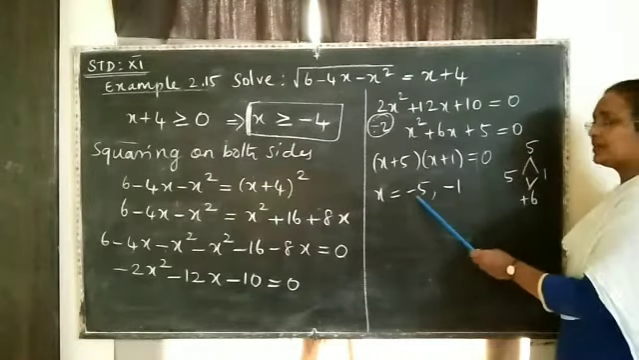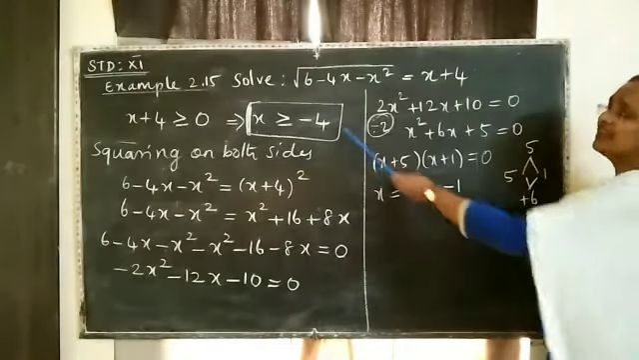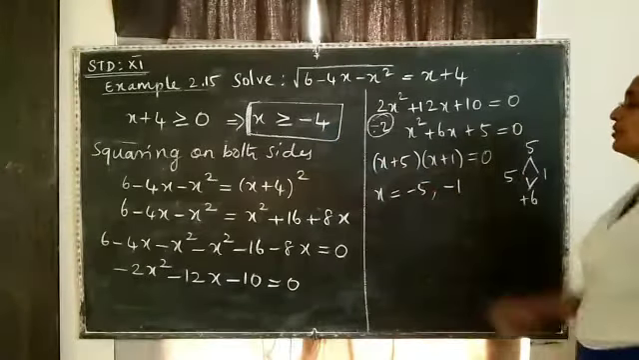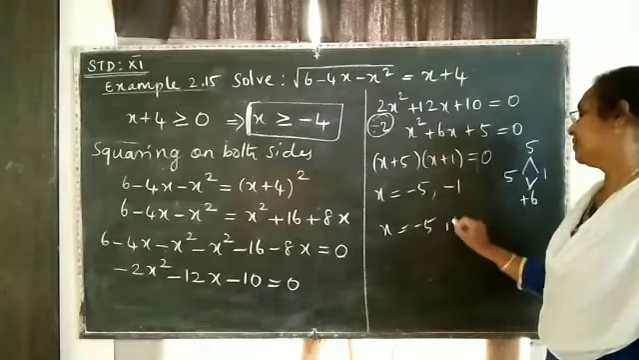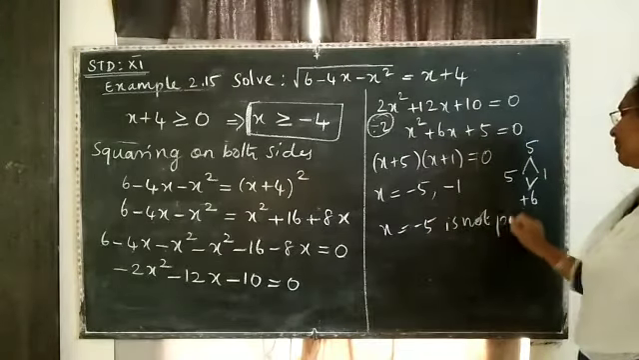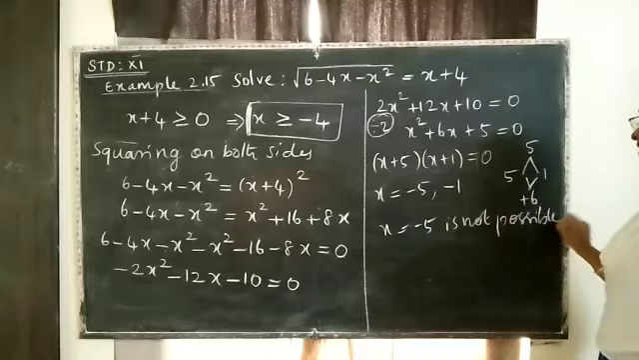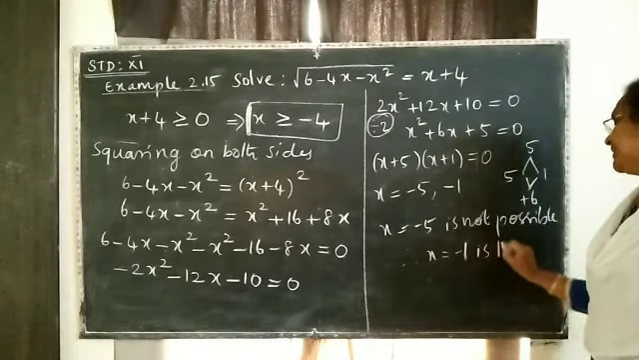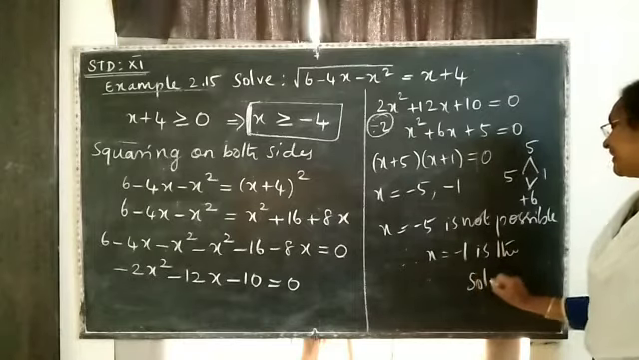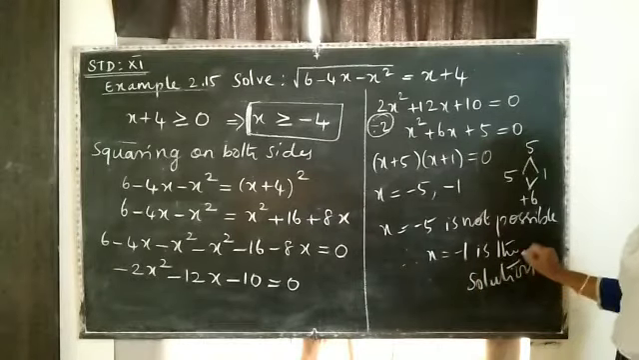No, definitely not, because minus 5 is less than the value minus 4. So, this value x is equal to minus 5 is not possible according to the condition given. Therefore, x is equal to minus 1 is the solution. Did you understand, students? Is it clear for you?